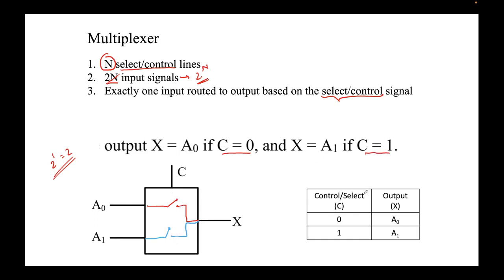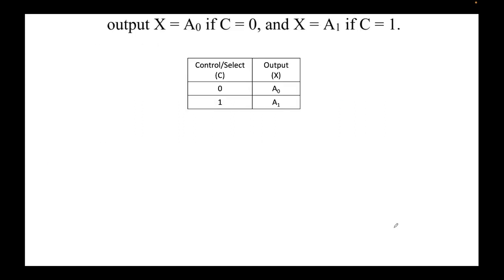In truth table terms, this is represented as this. So if the controller select signal C is 0, the output X will be A0. If the controller select signal is 1, the output would be A1. So I have just put the table here, and this was the expression that was given.